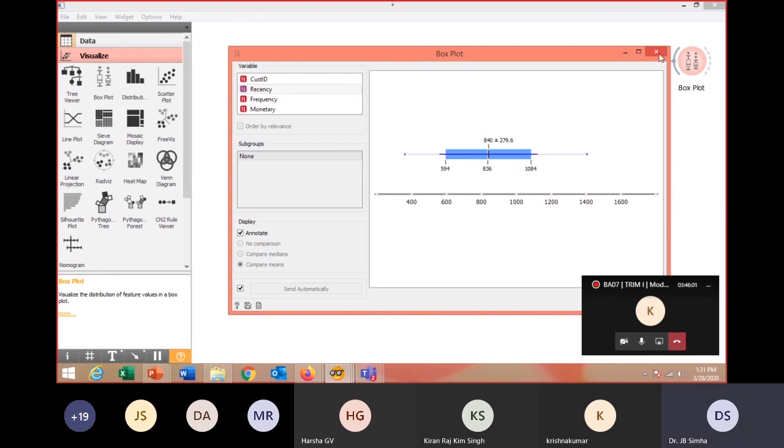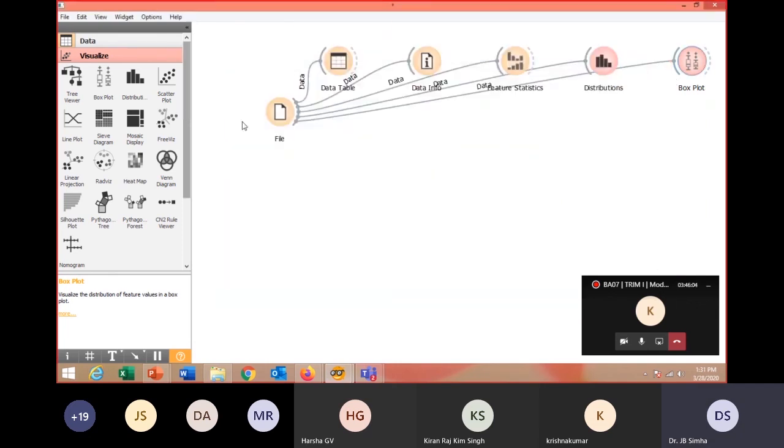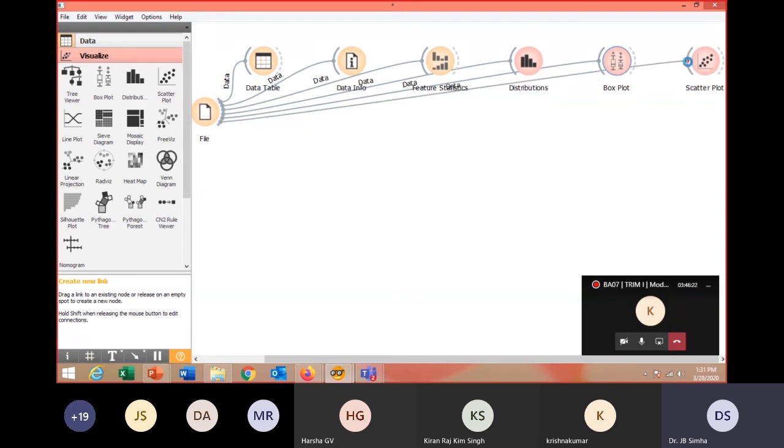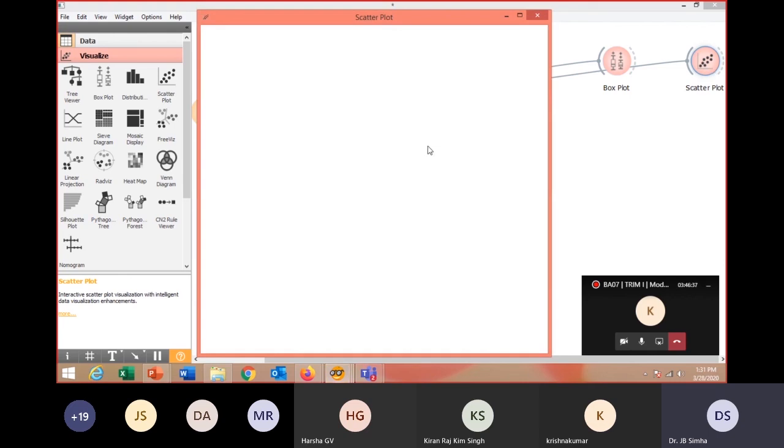We can analyze this. Once this is done, we have done the anomalies within a variable, the distribution of a variable. Now I would like to see, is there a relation between two variables? I can use a scatter plot and we'll bring it. Scatter plot is here and we can connect it. The scatter plot looks like this. Now if you look at the scatter plot, it shows how the x and y axis are related, whether they are related to each other or not will be visible.